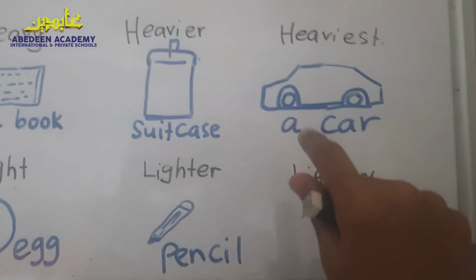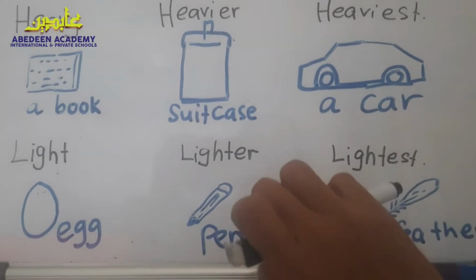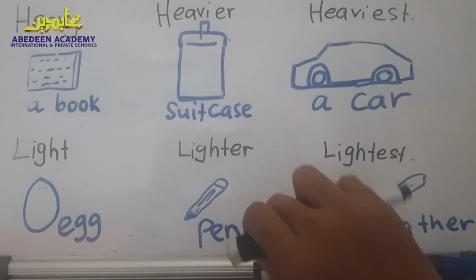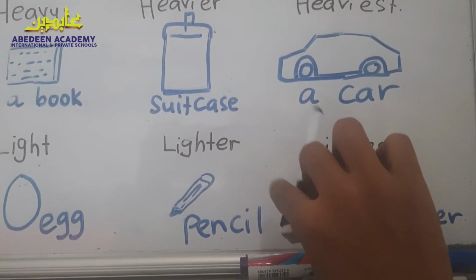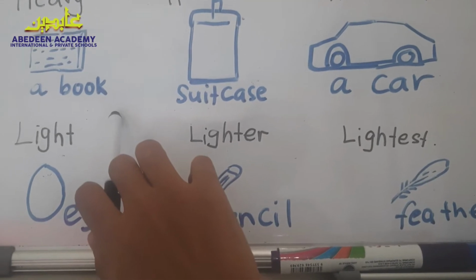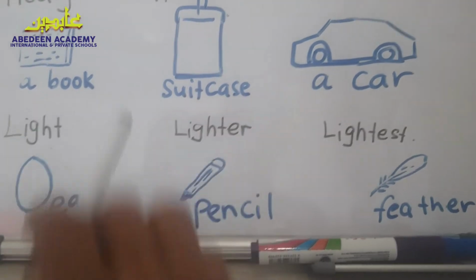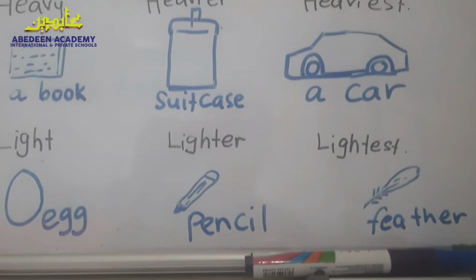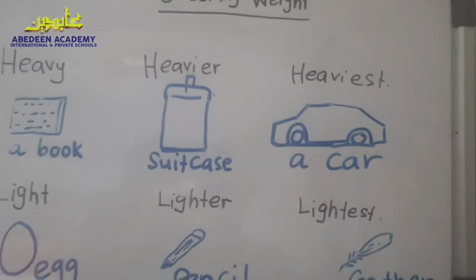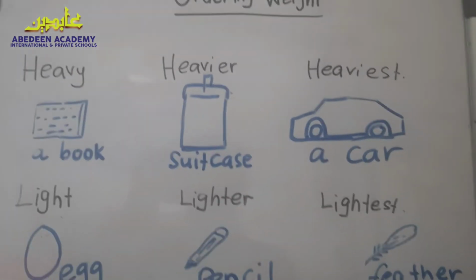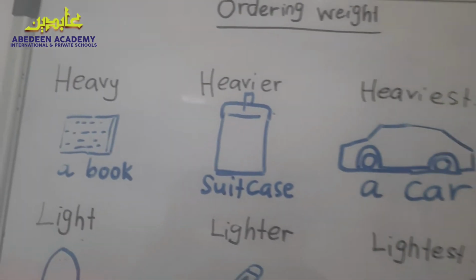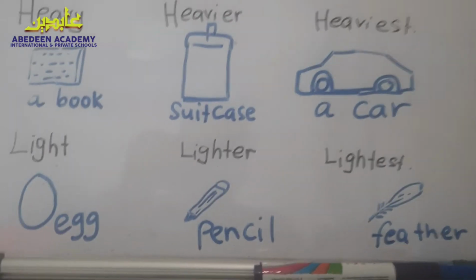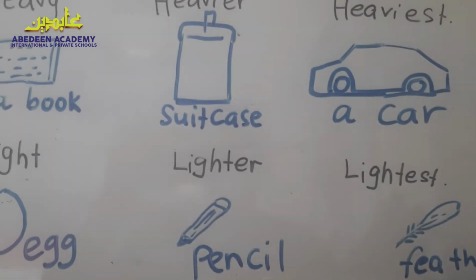And then we have a car, a real car. So which one is the heaviest, a car or a book or a suitcase, right? Of course the car is the heaviest, right? You cannot carry a car with your hand, all right? Not a toy car, a real car, right? Very good. So a car is the heaviest, which means we give it number 1.